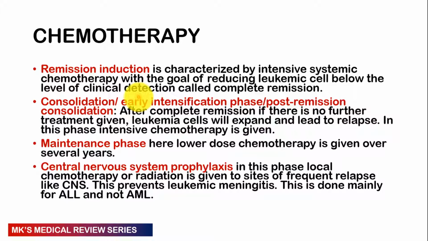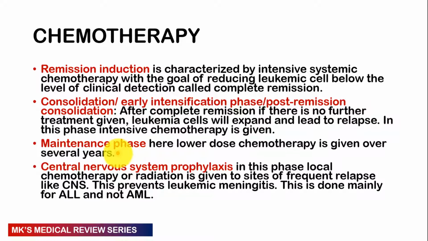In remission induction, you're going to be given intensive systemic chemotherapy drugs, and the goal of this is pretty much to reduce the leukemic cells below the level at which you can detect them clinically. So you say that this person has gone into complete remission if this happens. Then, of course, the next phase is known as post-remission consolidation, or you can just refer to it as the consolidation phase, which happens after the complete remission. If no further treatment is given, the leukemia cells can expand and lead to relapse. And this is the phase where we're going to be giving intensive chemotherapy.